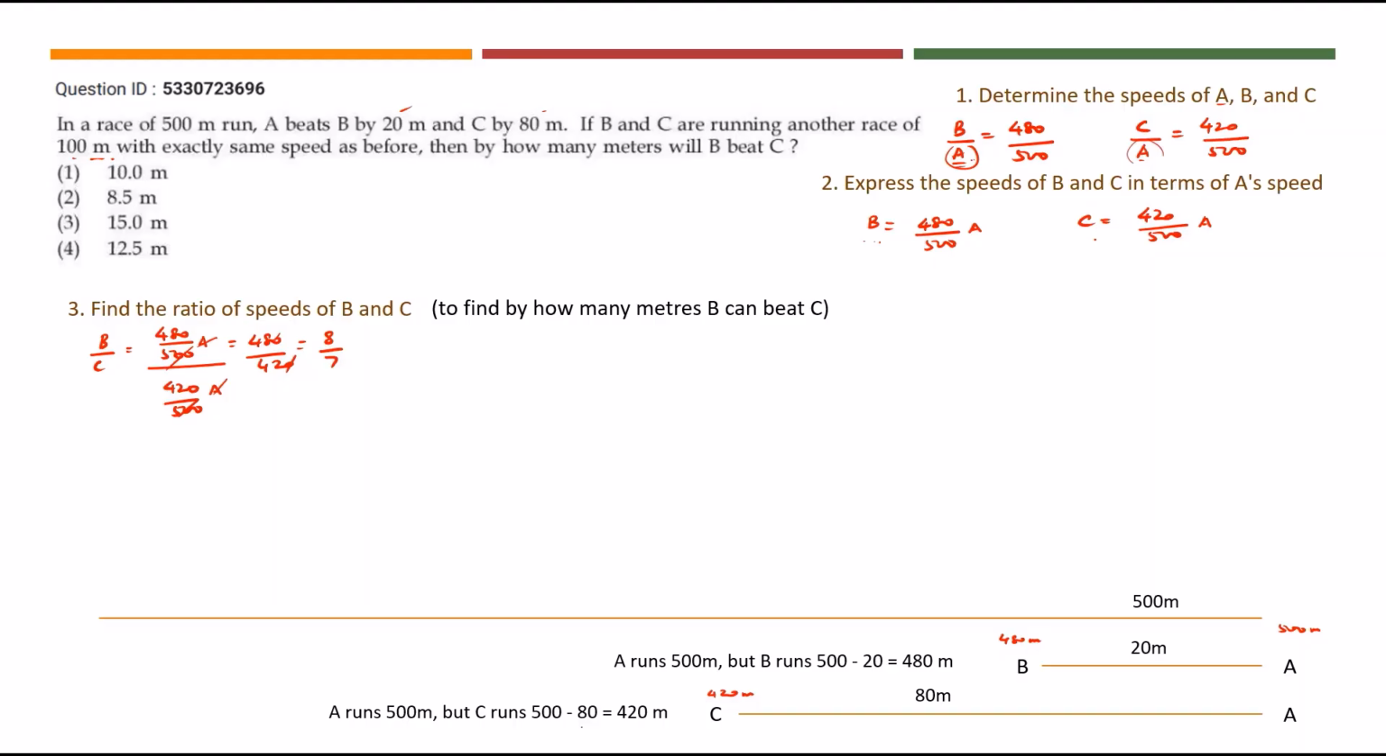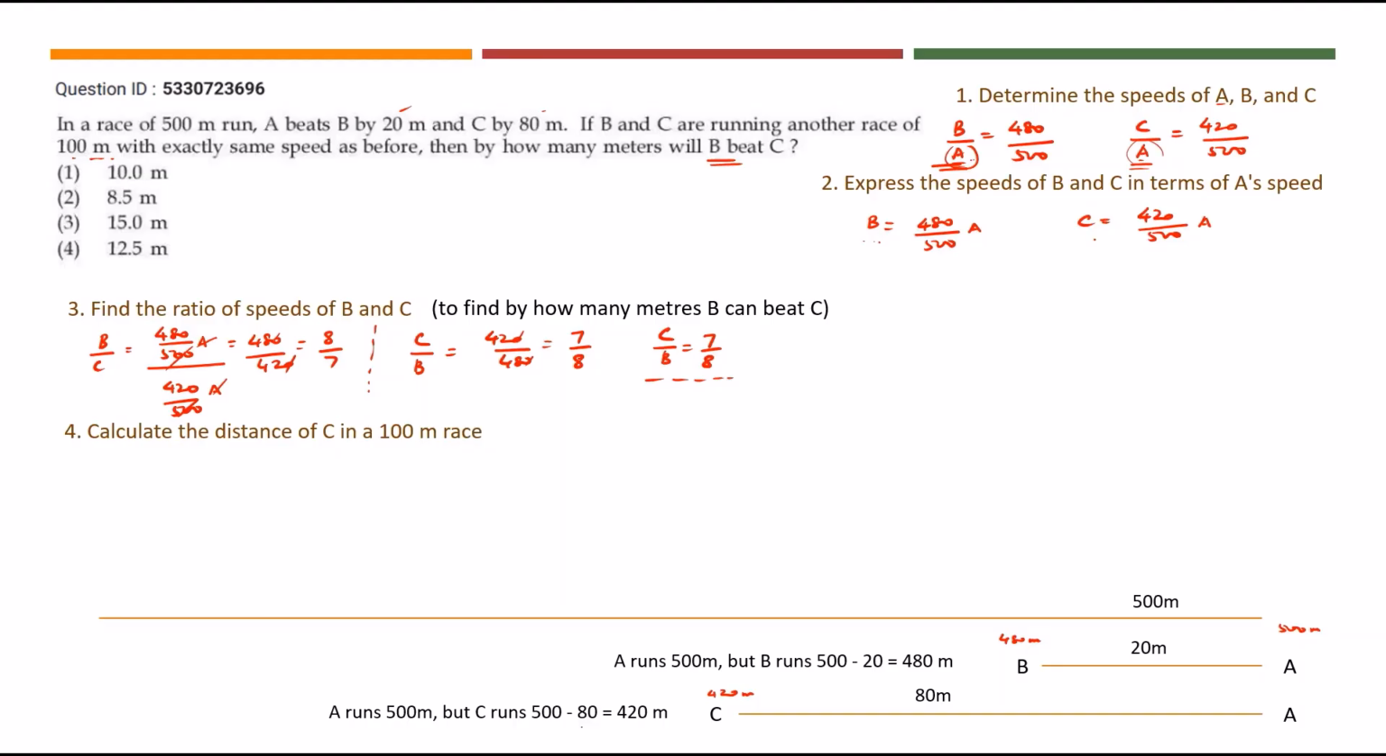So instead of going this way, what we can do is calculate C by B. If you go by C by B, this becomes 420 by 480. And we will get 7 by 8 ultimately. So C by B will be equal to 7 by 8. We'll just keep this here. In B by A, A won the race, and in C by A, A won the race. So here we know B is going to beat C. So B is the winner of the race. That's why we are keeping B in the denominator.